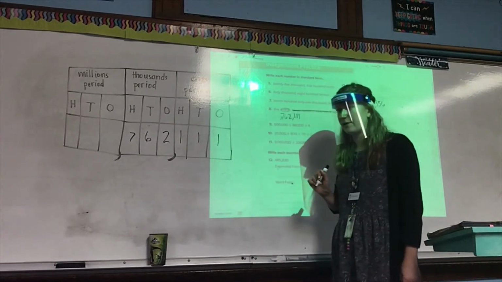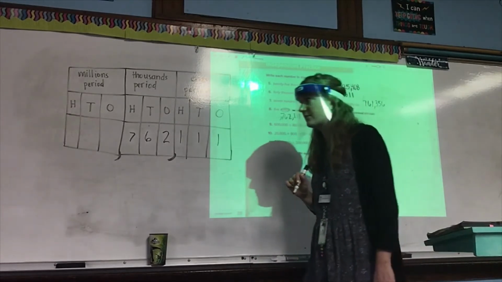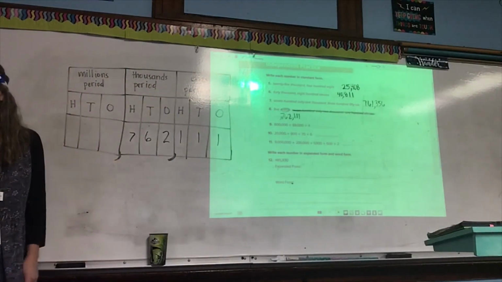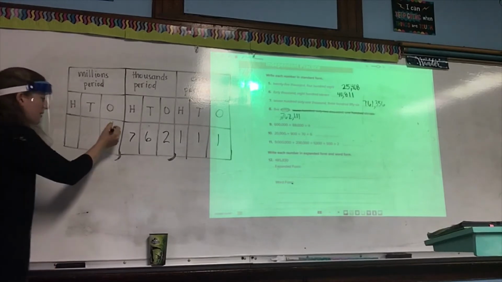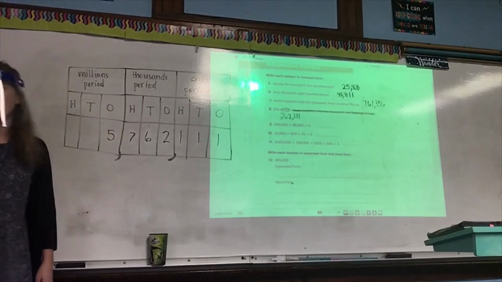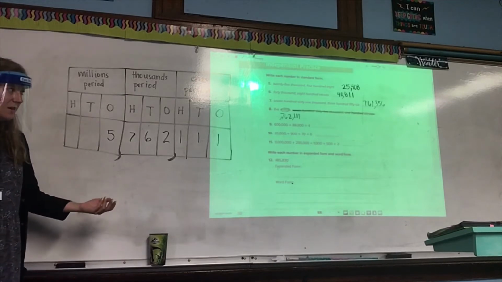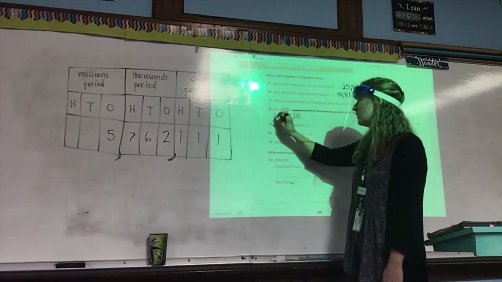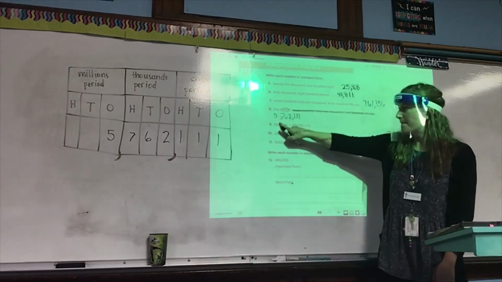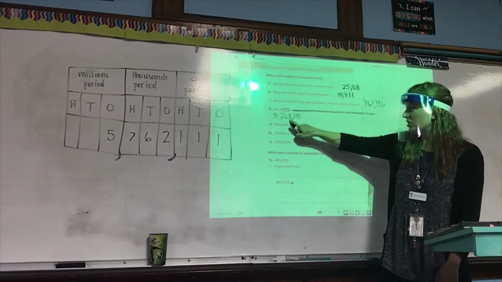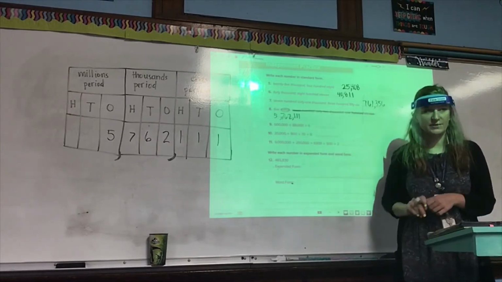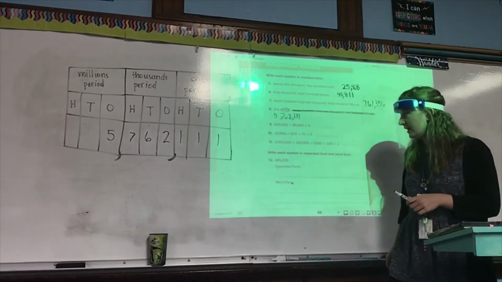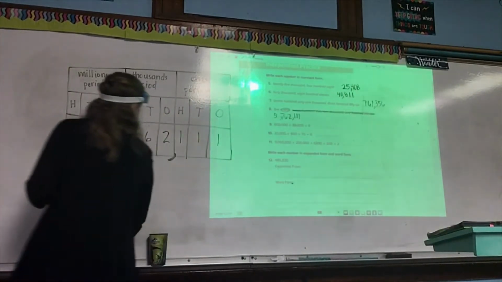I know I'm in millions. What do I have left? 5. So now I just have to figure out what 5 looks like. Well, in the number 5, what digit comes in the ones place? Are there any digits in the tens or the hundreds in the number 5? No. So what's my first digit of my number? 5. So now I have 5,762,111. Is everybody with me? Okay, very good. Now, let's move on to number 9.